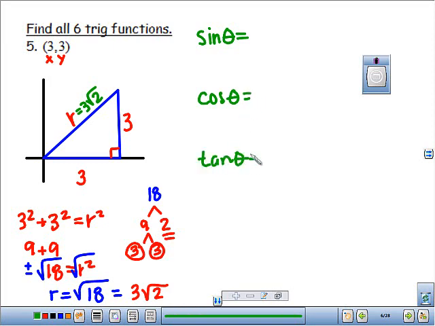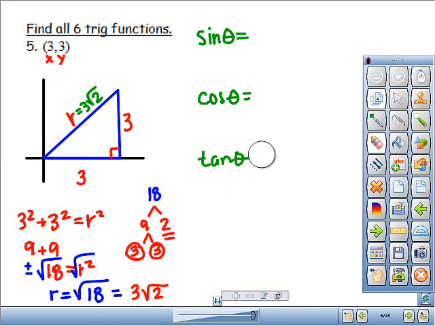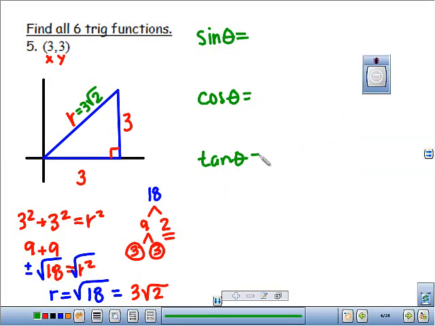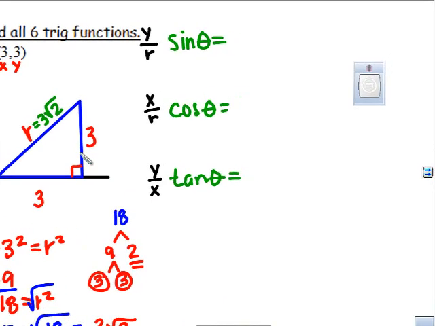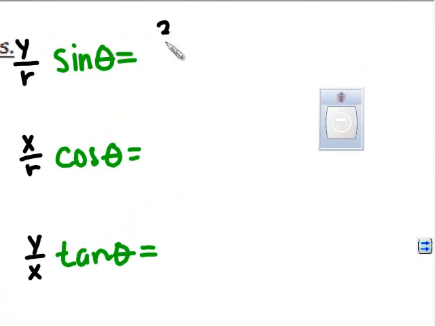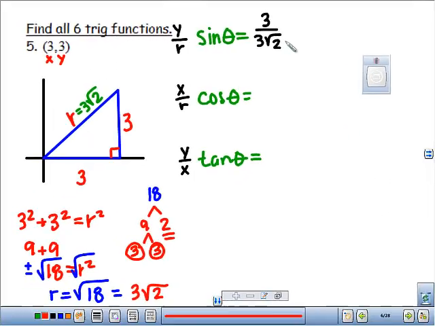Alright, now you need to remember that sine is the ratio of y to r, cosine is x to r, and tangent is y to x. So sine, y is 3, r is 3 square root of 2. Do not leave your answers in this form. I will take points off.